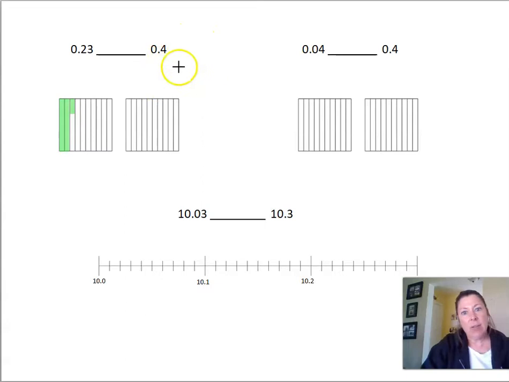Here I have 4 tenths. Now those 4 tenths, 4 out of 10. And I can clearly see that this 23 hundredths is less than 4 tenths.